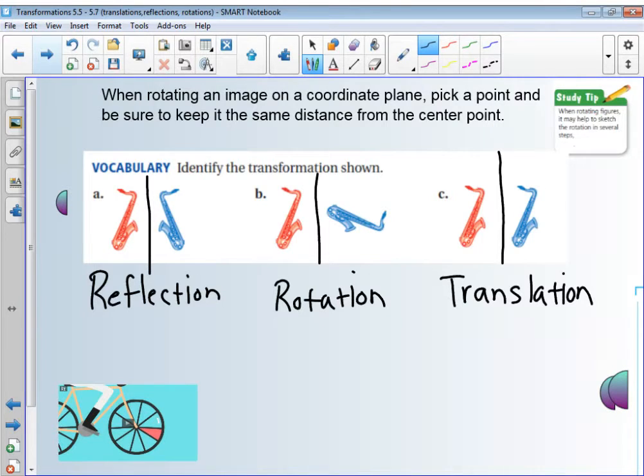Okay, so when I am assessing you over rotations, it would be an example like this where I would give you some pictures and ask you if it was a rotation or not. I might ask you to identify some of the other transformations, okay?